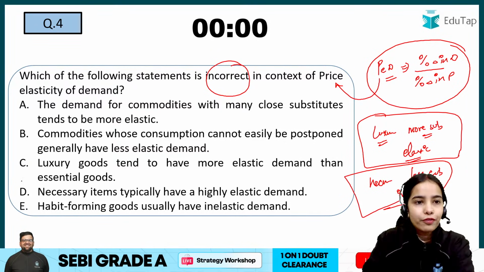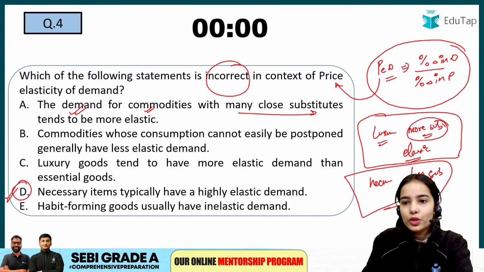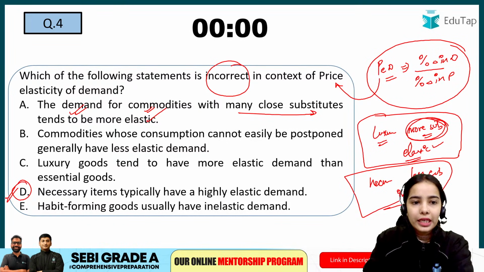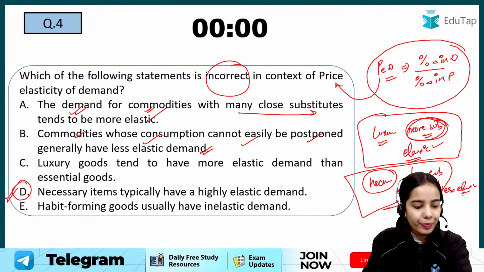I'm getting the answer as D, that is absolutely correct. The demand for commodities with many close substitutes is elastic, correct. Commodities whose consumption cannot be postponed are necessary goods, so they have inelastic or less elastic demand. Okay, this is also correct.